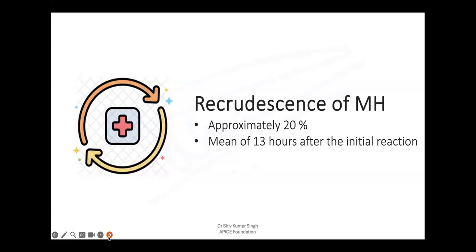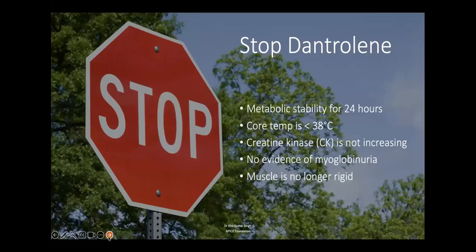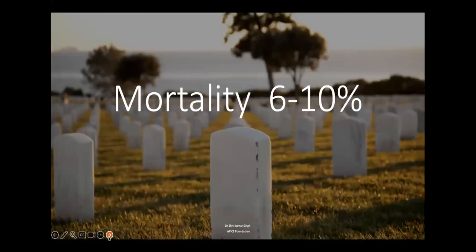And this can happen almost up to 13 hours after the initial reaction. So even if you have sorted out everything, you can have recurrence of MH, and that's why it's important that these patients are monitored in the critical care. So when do you stop the dantrolene infusion? You need to have metabolic stability for 24 hours. The core temperature should have remained less than 38 degrees. CK has stabilized, not increasing anymore. There's no evidence of myoglobinuria, and there is no muscle rigidity. In that case, you can stop the dantrolene infusion or repeat dosing.